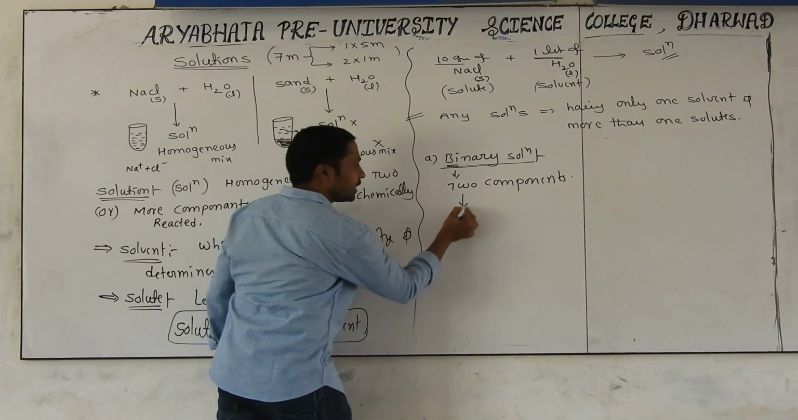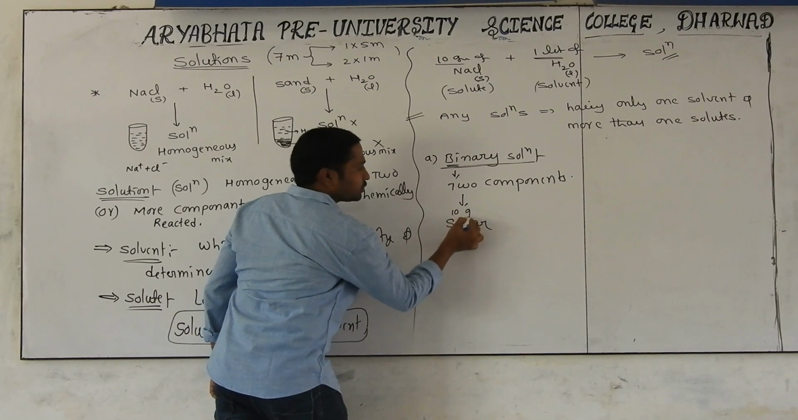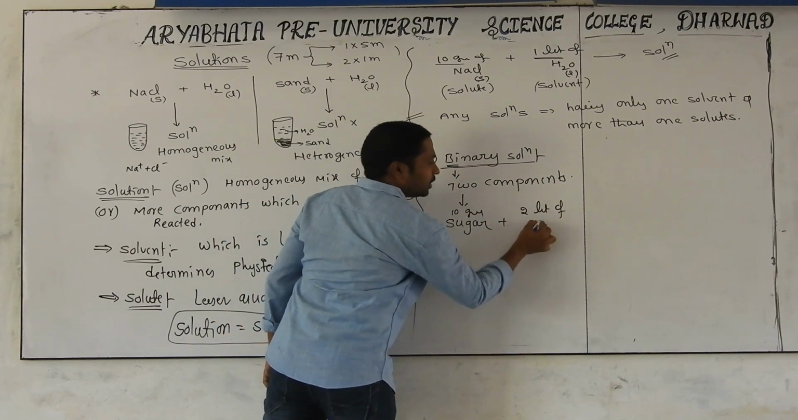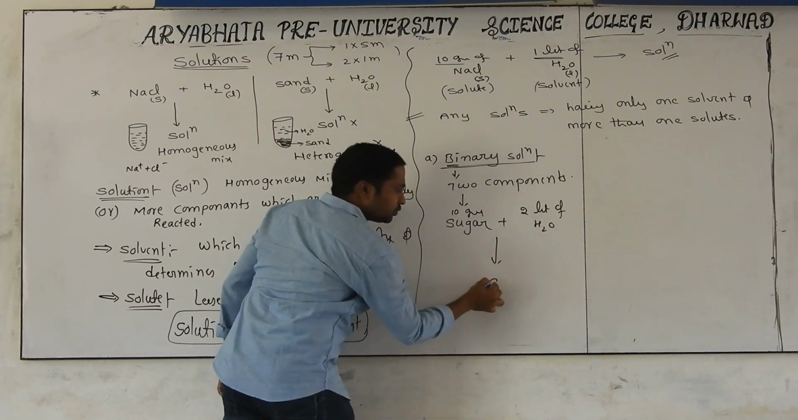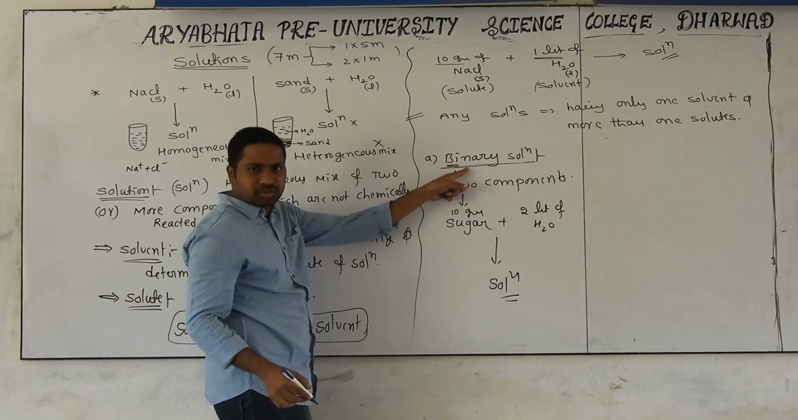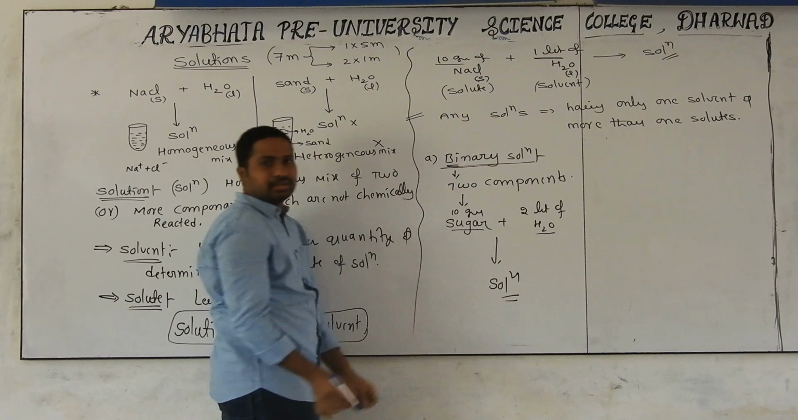Just I will give you one example. Sugar, for example, 10 grams of sugar dissolved in 2 liters of water. So then we are getting a solution. That solution only we are calling a binary solution. Why? Because it is made up of only 2 components. One is sugar, another one is water.